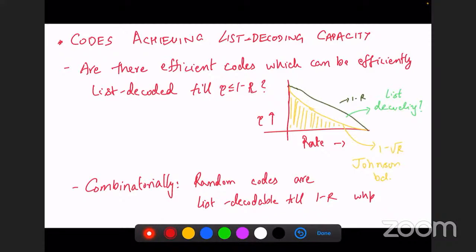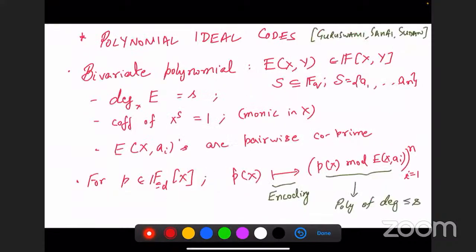And just as an aside, we can show that random codes actually are list decodable all the way up to capacity with high probability. It's not too hard to show that. But now, keeping those questions in mind, I would like to come to a different thing, which are called polynomial ideal codes. And these codes will help us answer the questions we asked to some extent.